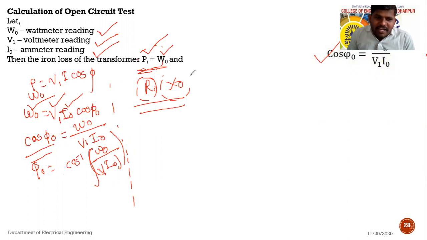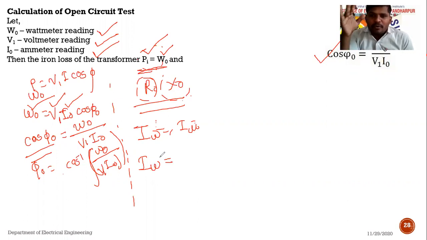Before calculating the no load reactance and no load resistance, we should know the components of the no load current. That means we should know the values of IW and I mu. What is the formula for IW and I mu? IW is nothing but the active component or working component of the no load current. What is the formula? I0 minus I mu.